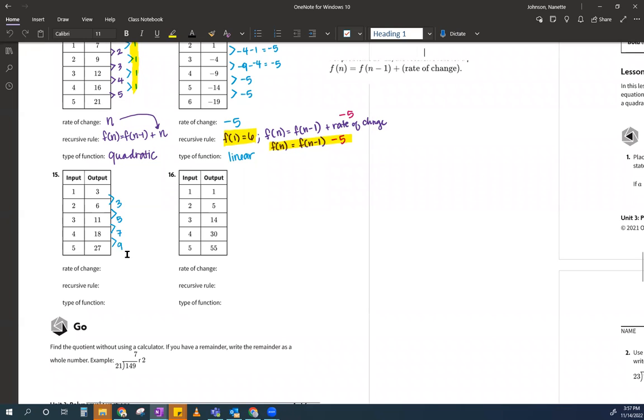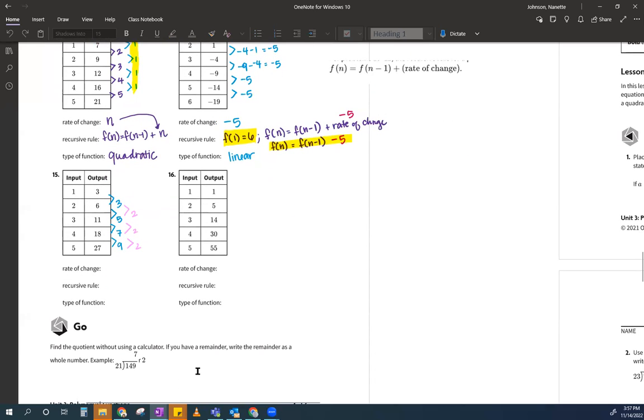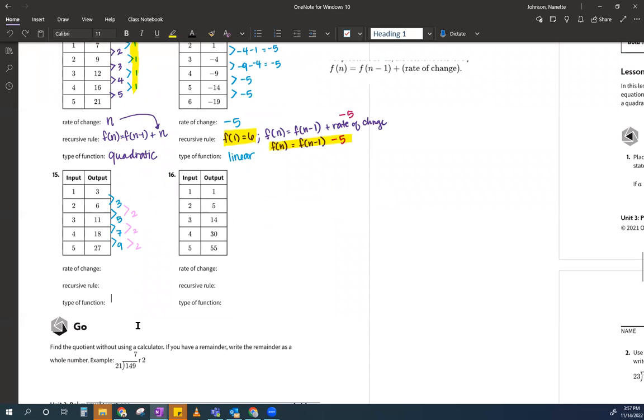So I'm going to do that again. Second set of differences, again, lining it up more with the second row, not the first. So this is 2, 2, and 2. Oh, okay, Ms. Johnson, look, it's the second row. So because the second row is the same, what type of function is this? And someone says, oh, Ms. Johnson, it's quadratic. Exactly. So I'm just going to type this here so it's faster. So yeah, it's quadratic, Ms. Johnson, because the second row is the same.